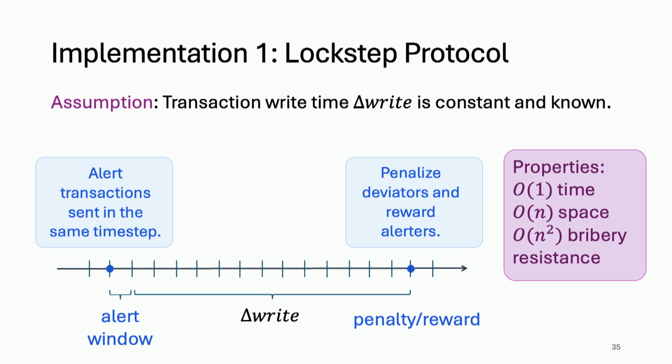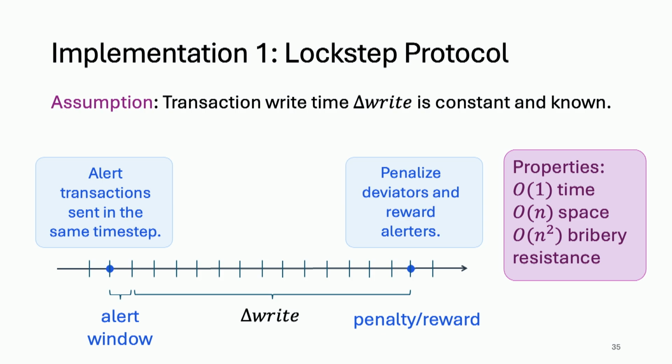We give all the nodes one time slot to alert. All those that think an alert is needed have to send it in that time. Then we wait for delta write time steps. And right after the delta write time steps end, the smart contract decides who should be penalized or rewarded, if any. Now, this is a protocol with some very nice properties because it runs in constant time, right? We have to just wait for this constant amount of time.